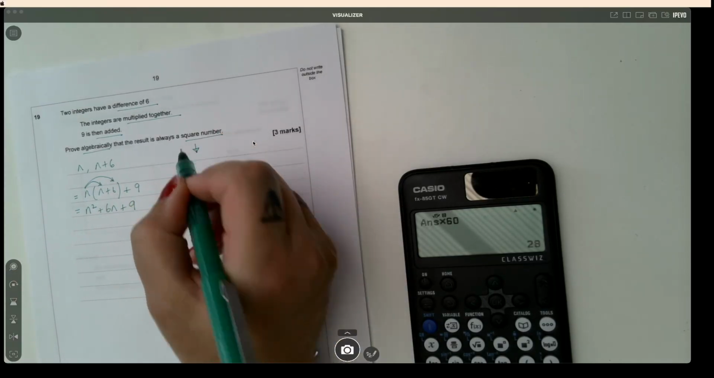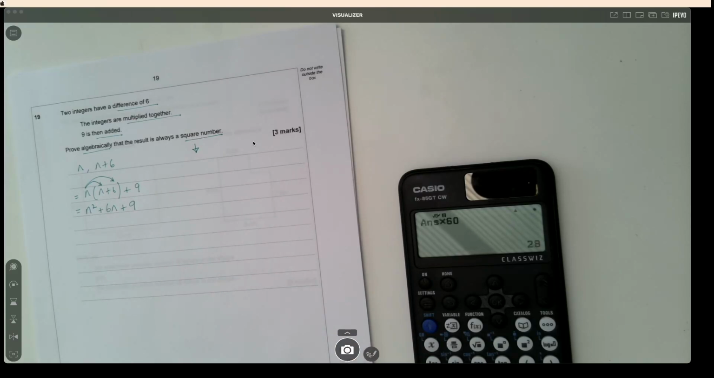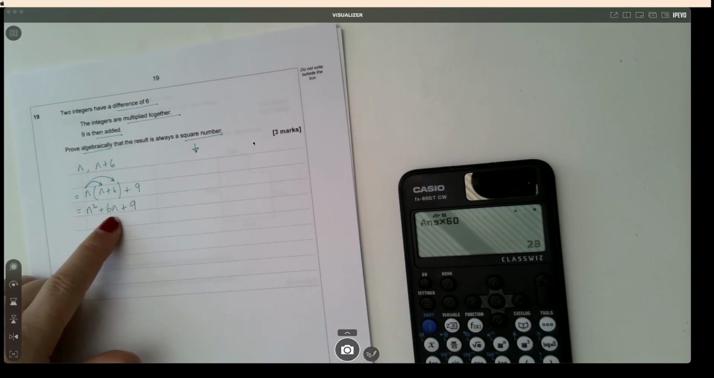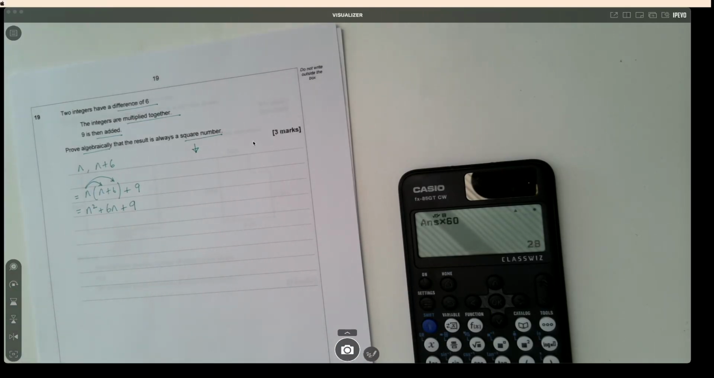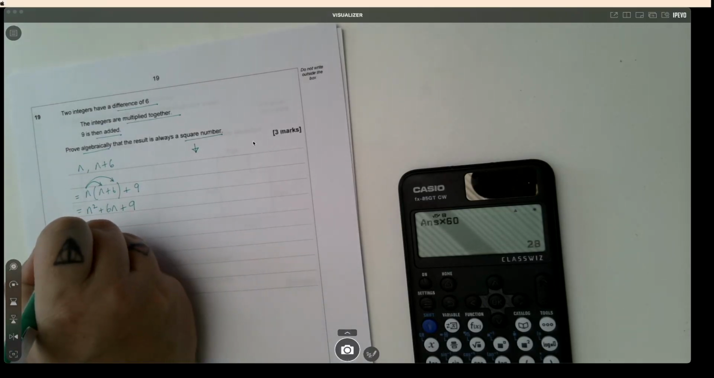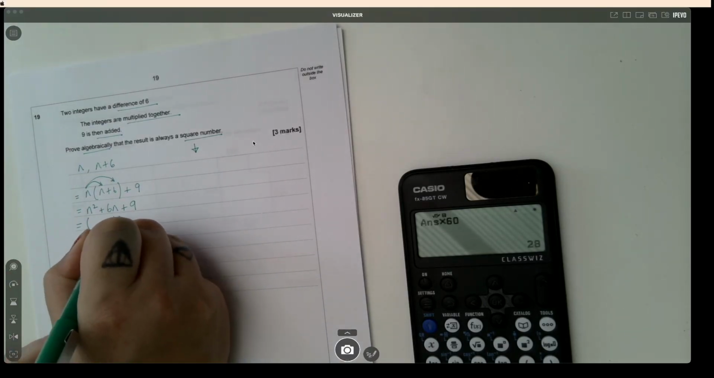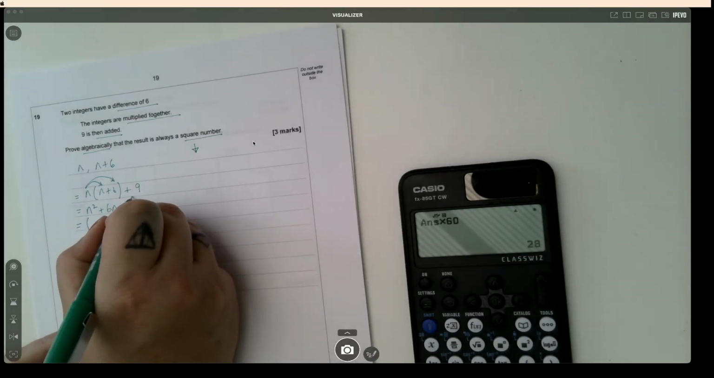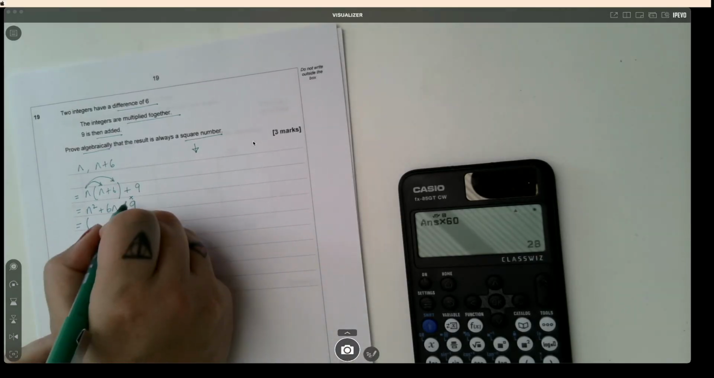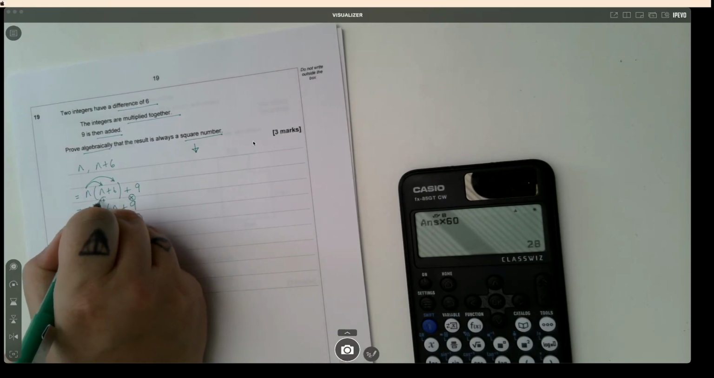Now what I know about a square number is it's the answer that you get when you multiply a number by itself. So what I'm going to do here is factorise this quadratic to find the factors that have been multiplied to make this expression, and then if they're the same, it shows me that it's a square number. So when we're factorising a quadratic, I'm going to need two brackets, two numbers that multiply to give me 9, add to give me 6.